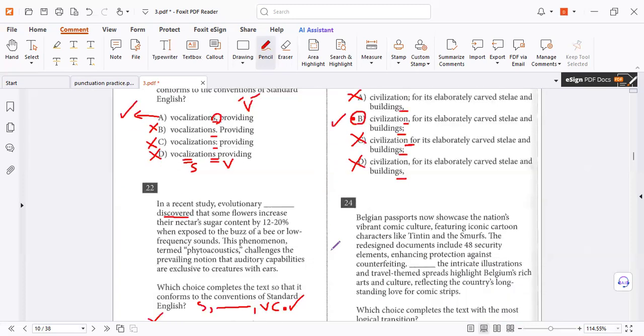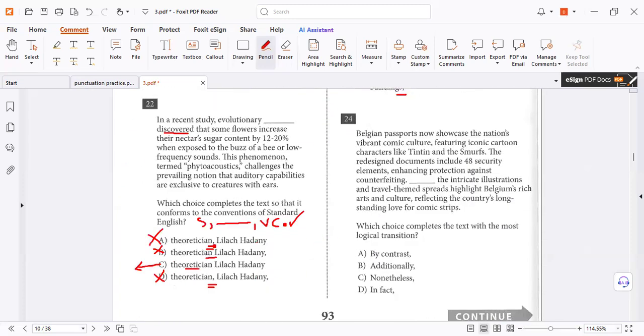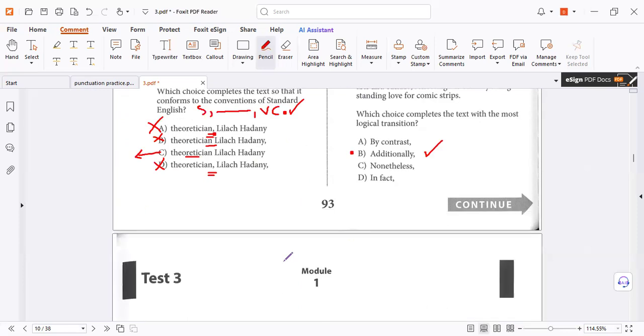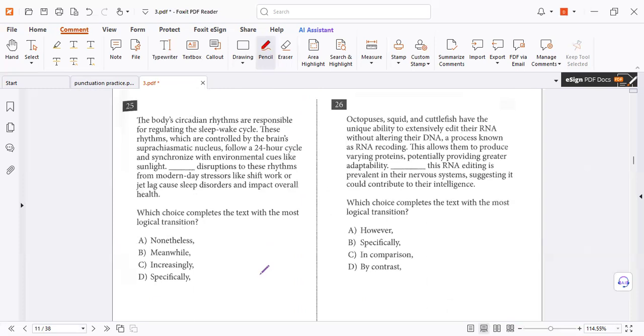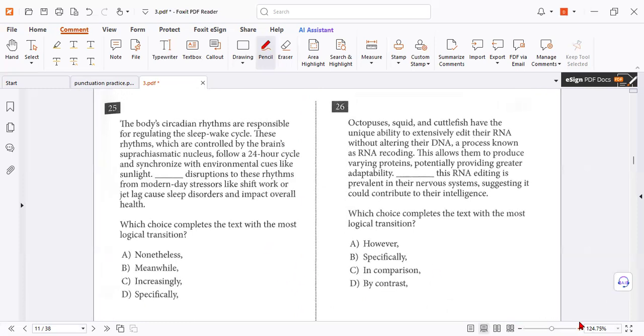Understood. 24. Yes, it was B. B for addition relation, yes. 25. Letter C. 25, letter C, it is correct.